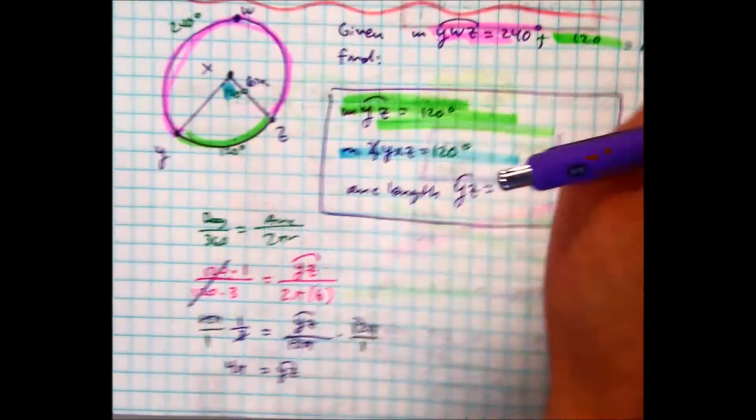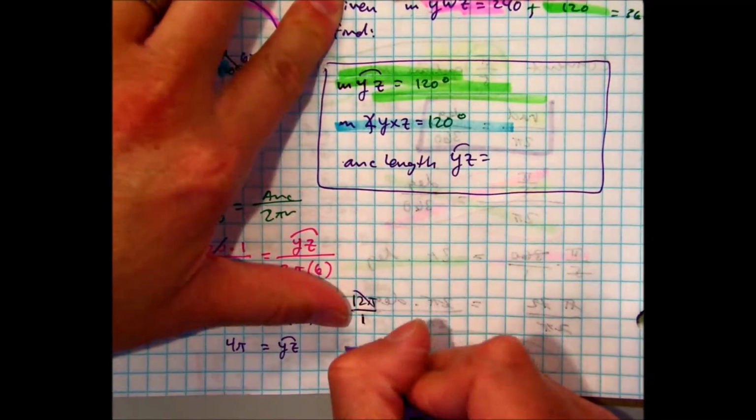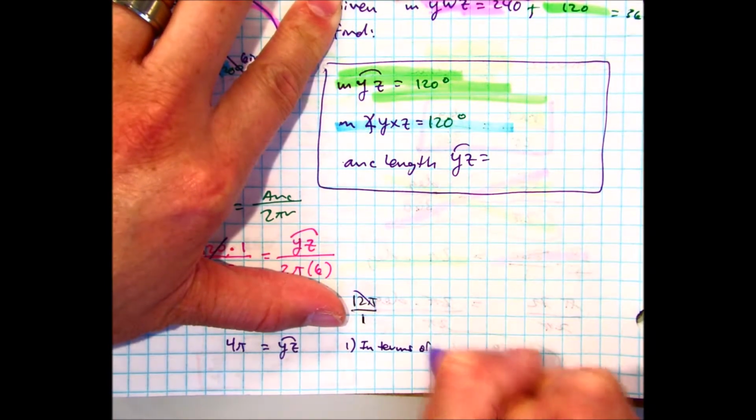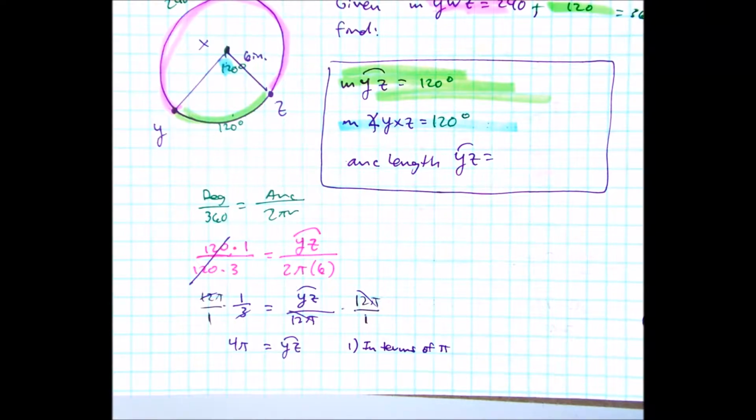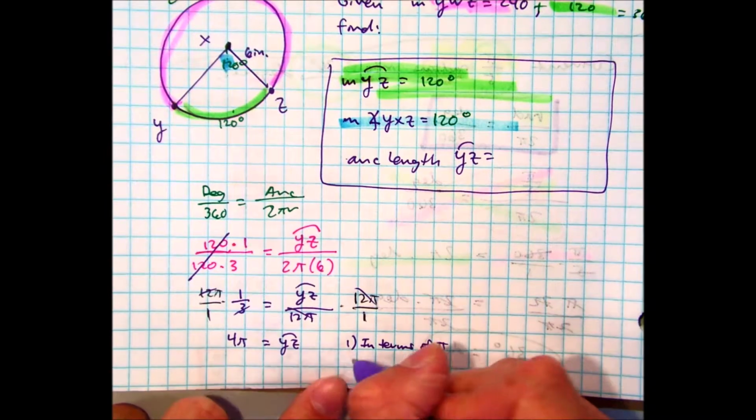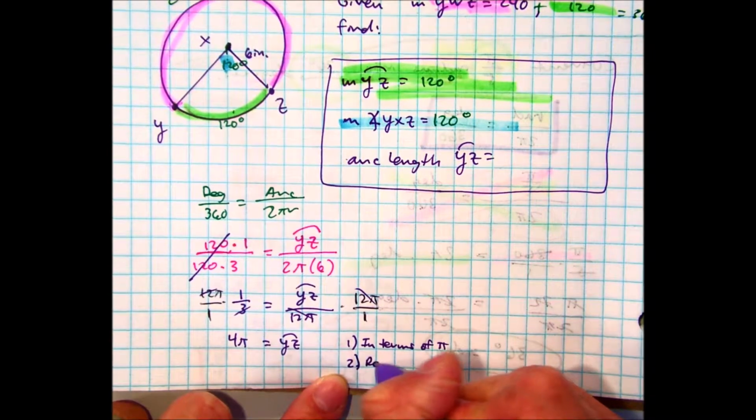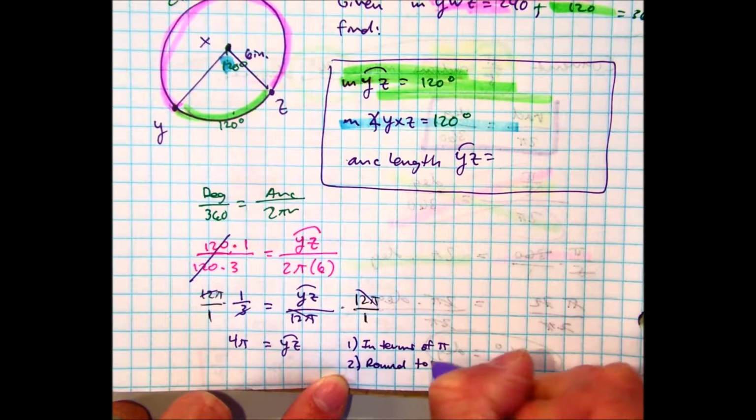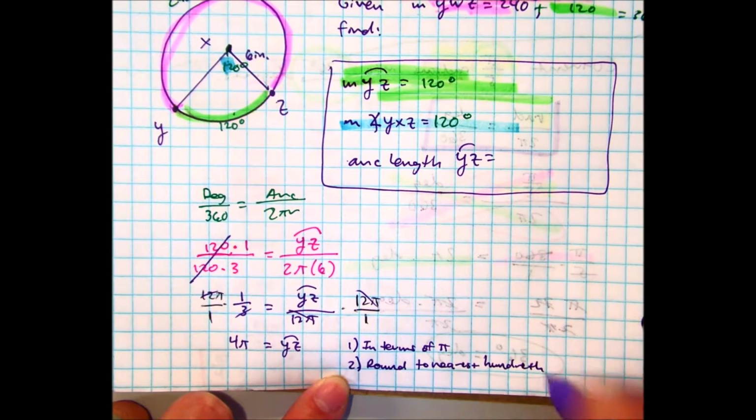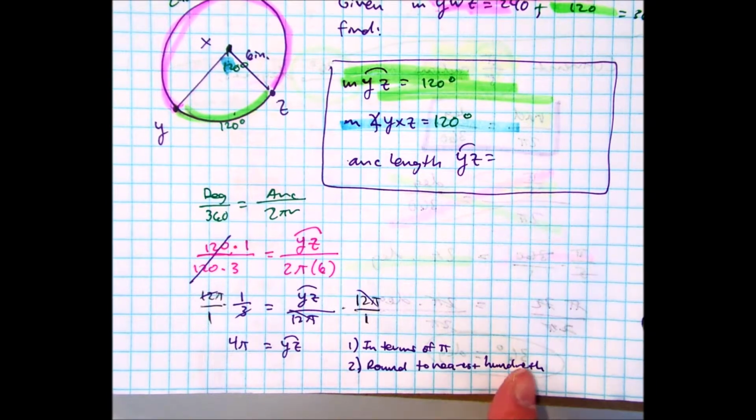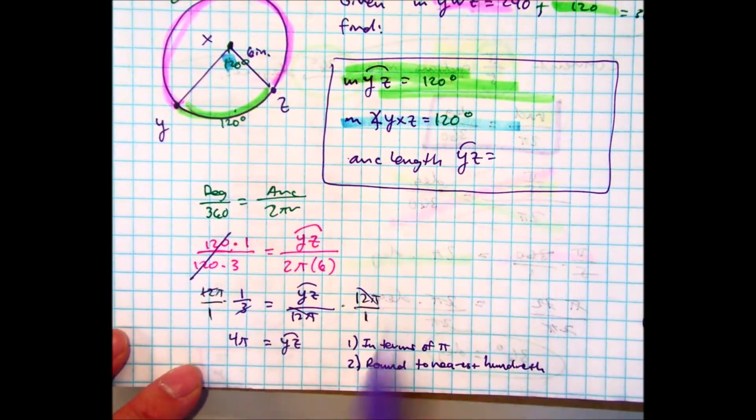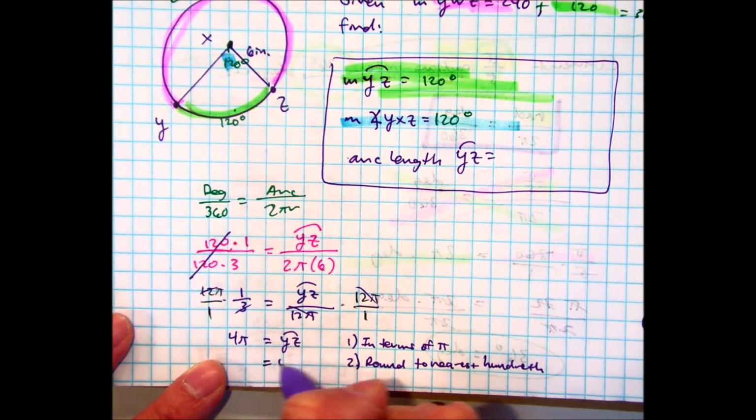Now, I want to talk about this answer here. This answer is in terms of pi. Let's write that. So if I tell you to leave your answer in terms of pi, you should have pi in the answer. Do you see that? I may tell you to round to the nearest hundredth. Show me with your fingers. Nearest hundredth is how many decimal places? Hundredth means 2 decimal places.